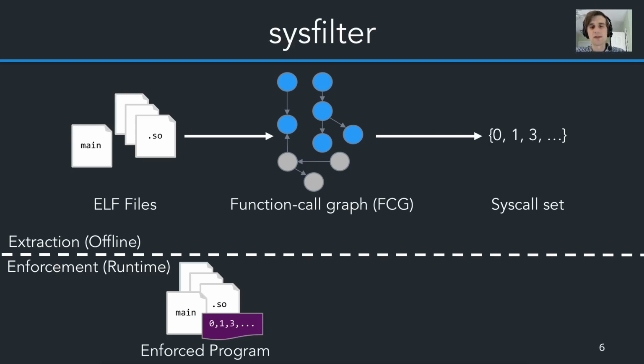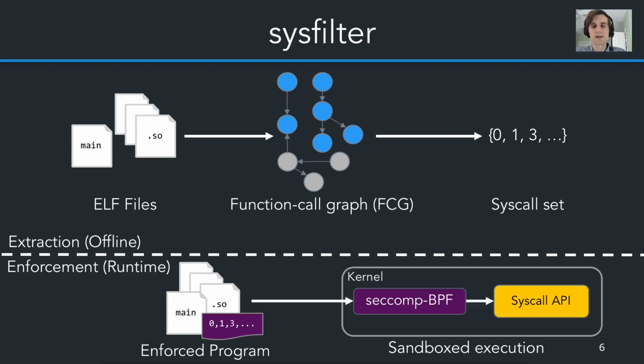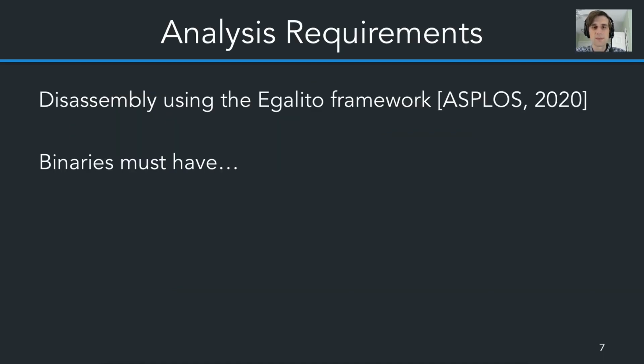In our current implementation, the enforcement uses the seccomp BPF framework, which runs the filter on each system call to check if it can be executed. This effectively sandboxes the program to using only the developer-intended set of syscalls. In the syscall extraction phase, we disassemble the target binary and all its shared libraries to build the call graph and find the set of syscalls.